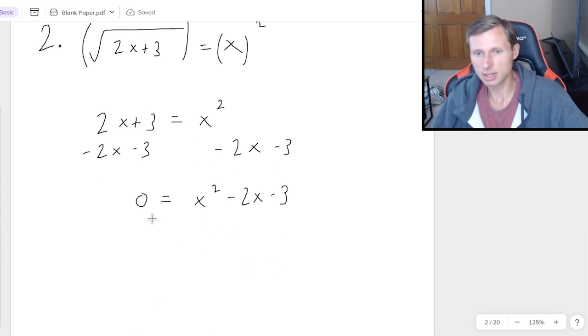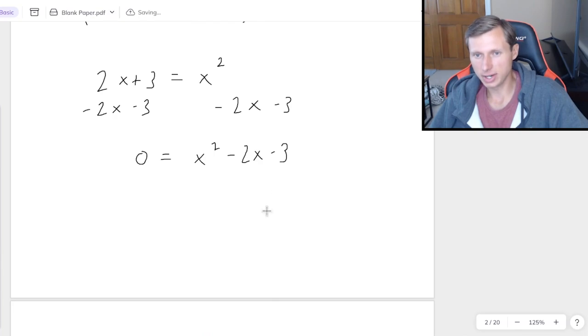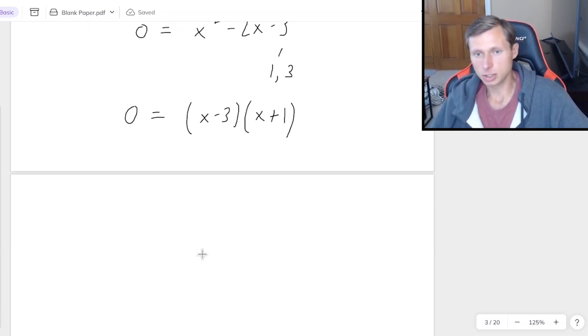And then we got to factor this. There's only one pair of factors for 3. It's 1 and 3. So it is going to be 0 equals x minus 3 times x plus 1, giving me the solutions x equals positive 3 and negative 1. And again, I got to check if these are extraneous solutions or not.